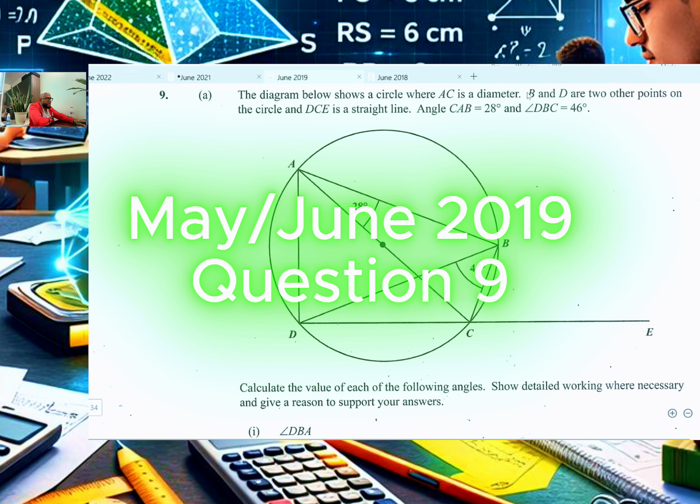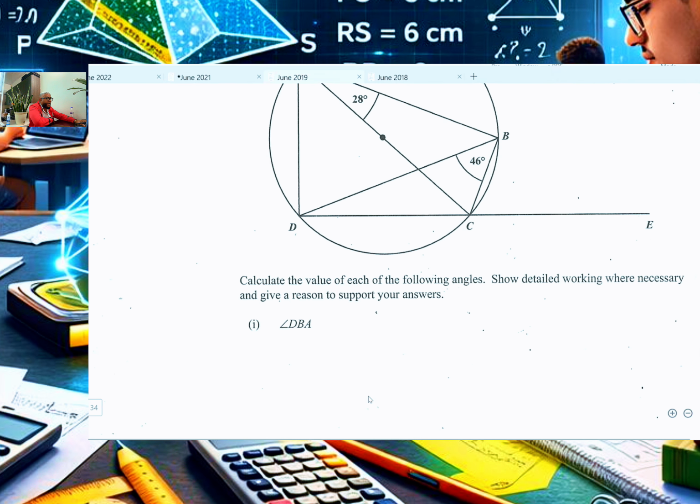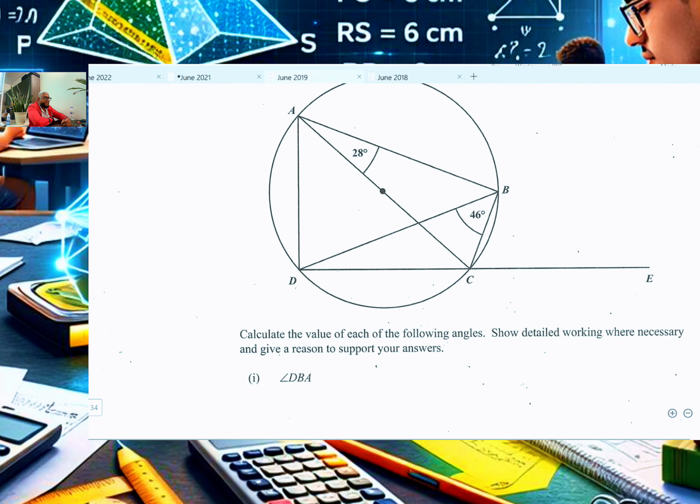The diagram below shows a circle where AC is a diameter, and B and D are two points on the circle, and DCE is a straight line, so D to C to E is a straight line. CAB is equal to 28, and DBC is equal to 46. Calculate the value of each of the following, giving detailed workings and a reason for your answer.